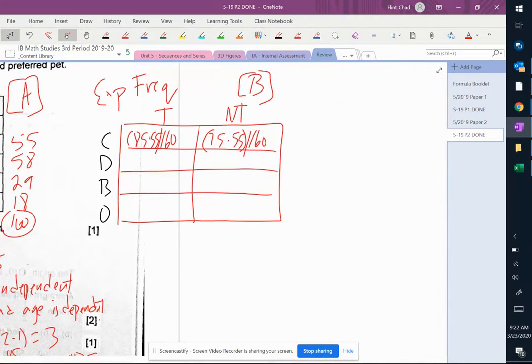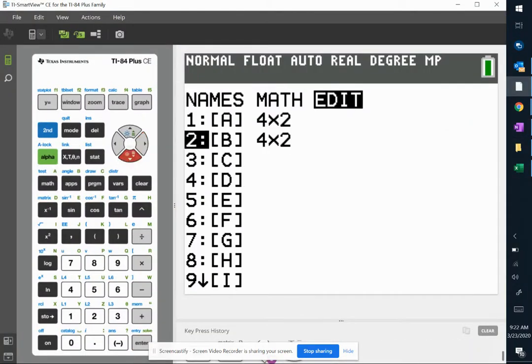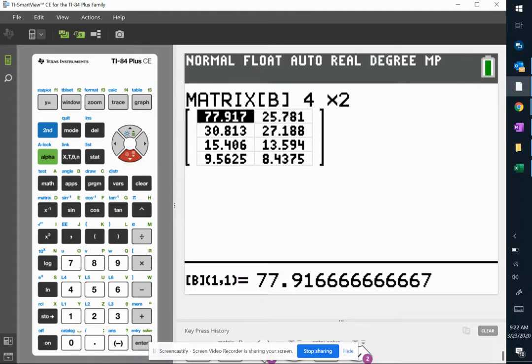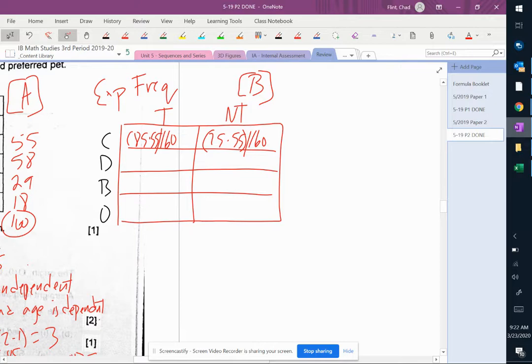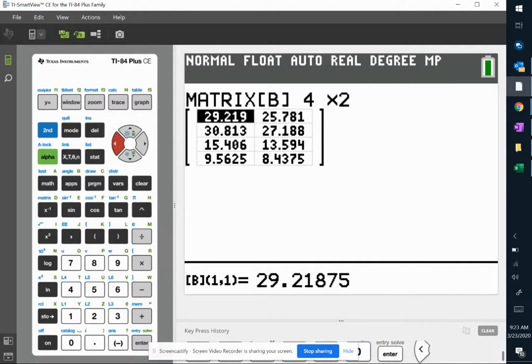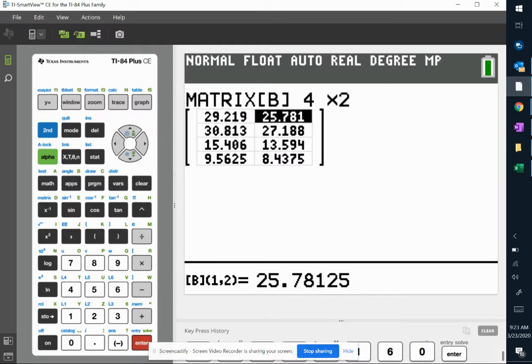And then for B, second matrix, edit, B, I got a 4x2, and then in each box I just type in what's going on. So for this first one, it was 85 times 55 divided by 160. So I just type in 85 times 55 divided by 160. Okay, so I've got that in there. I must have had something typed wrong the first time. So that's my expected frequency table.